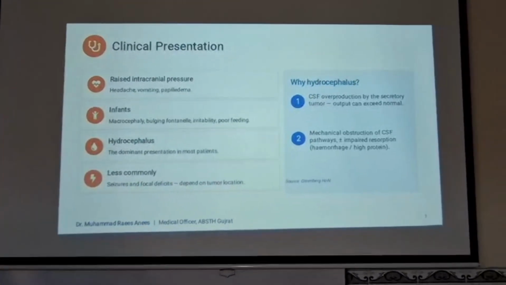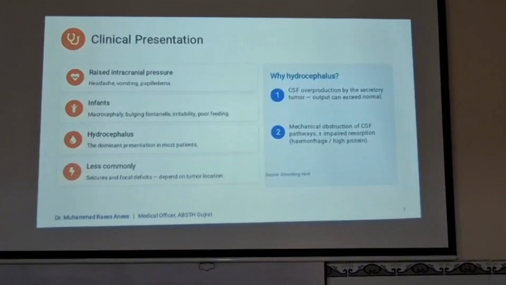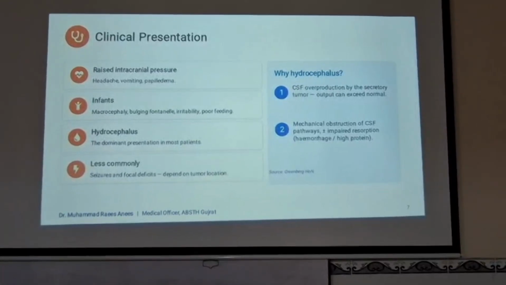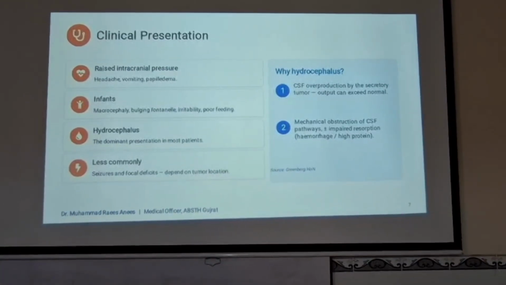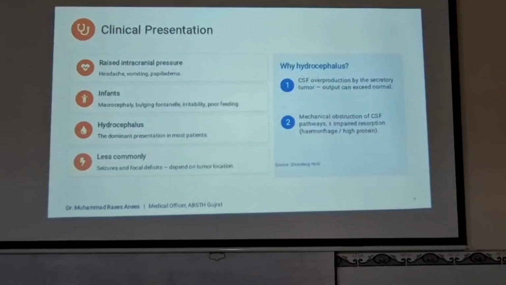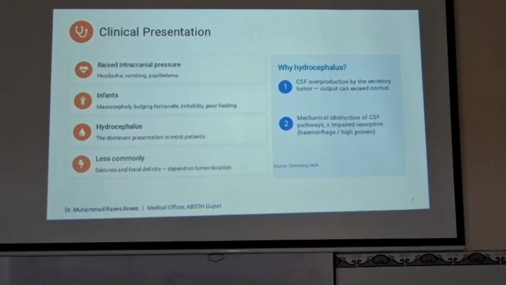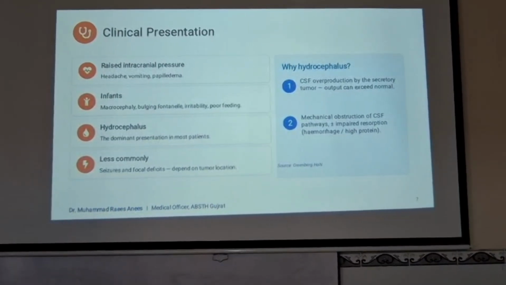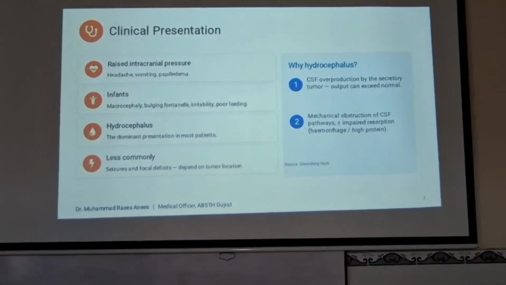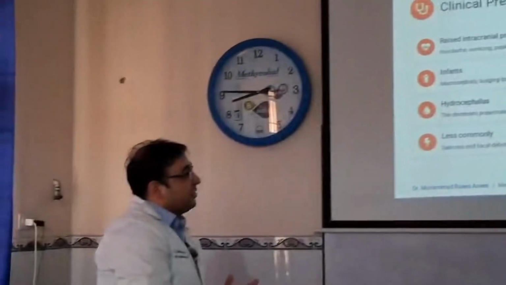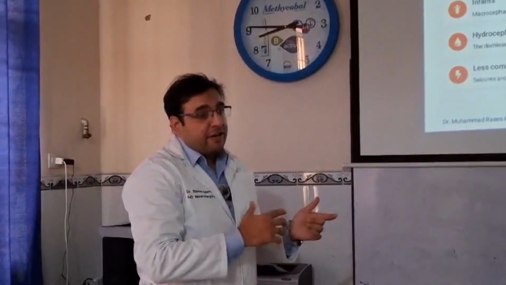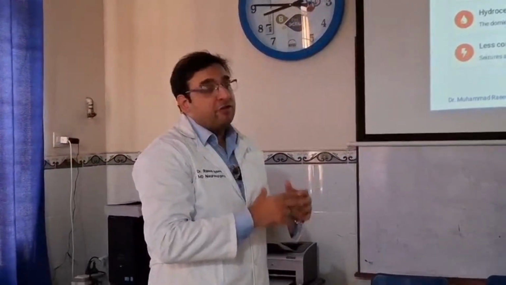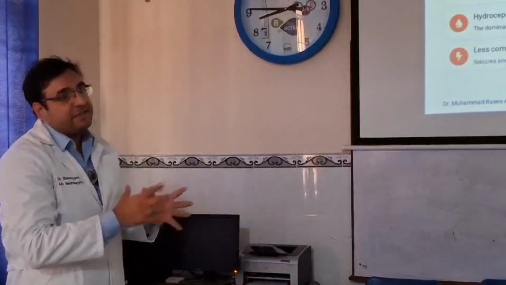So why hydrocephalus? Basically, CSF overproduction by the tumor can exceed normal output, mechanical obstruction of the CSF pathway, plus or minus impaired resorption due to hemorrhage and high protein. Basically, these are highly vascular tumors, so they ongoingly bleed, which further makes it difficult for the arachnoid granulations to absorb the CSF.